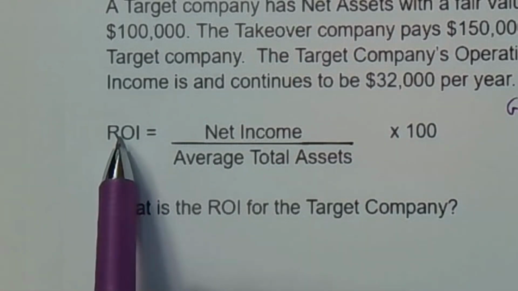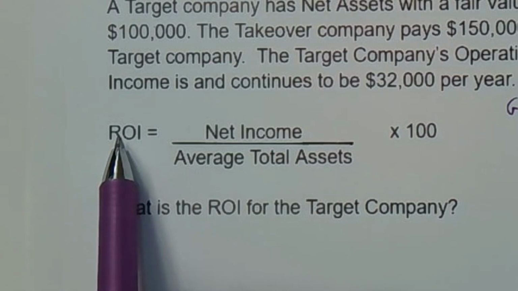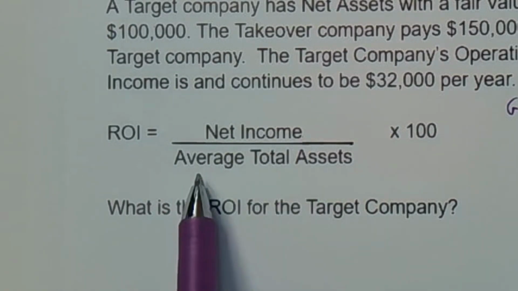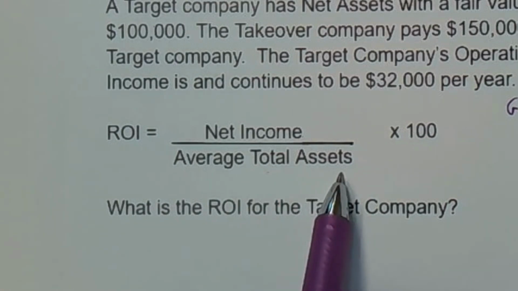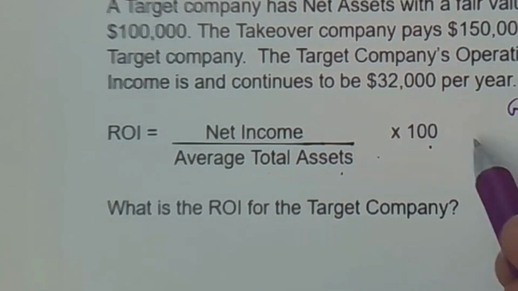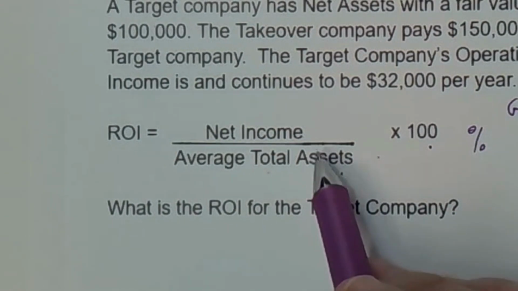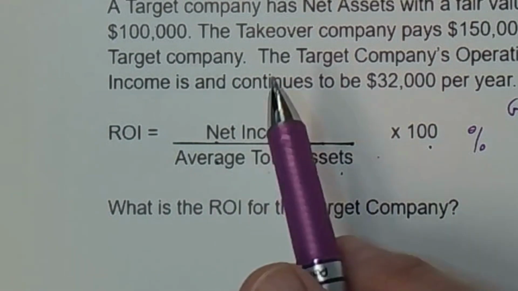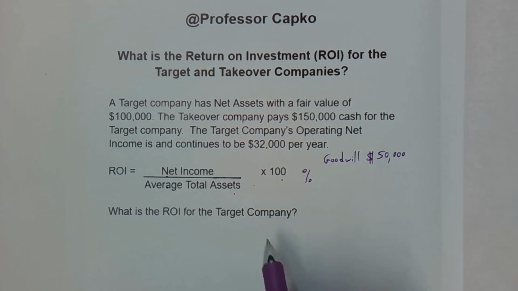Let's look at our formula. ROI, that's the return on investment, is equal to your net income over the average total assets. And we're going to multiply it by 100 because we want it in the form of a percentage. This is going to give us a decimal because we've got a dollar figure on top and a dollar figure on the bottom. Let's do it for the target company.